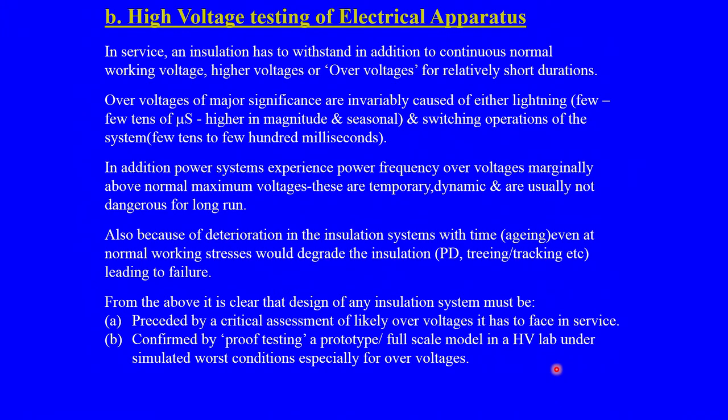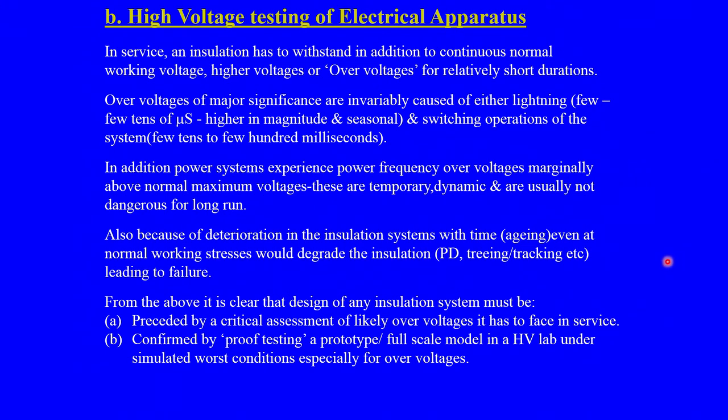Over voltages of major significance are invariably caused either due to lightning, which could exist for a period of a few tens of microseconds, higher in magnitude, and it could be seasonal, only monsoon season and so on, and switching operations of the system could lead to switching surges. These switching surges could be of a few tens to a few hundreds of milliseconds. So, these are the over voltages which are likely to cause stress, and the insulation has to withstand these surges.